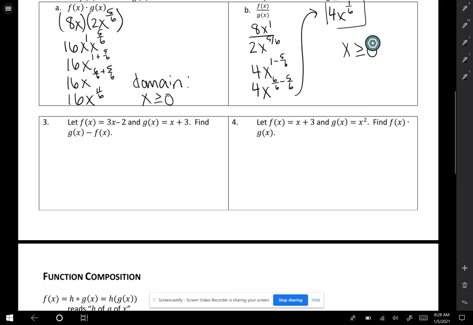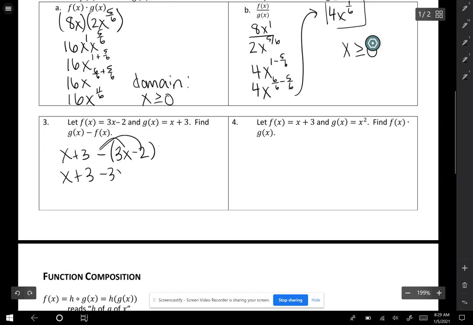For number 3, it says let f of x equal 3x minus 2 and g of x equal x plus 3. Find g of x minus f of x. So we're going to take g of x, x plus 3, and we're subtracting the entire f of x function. So I'm going to use parentheses and put in the parentheses 3x minus 2. I'm putting it in parentheses because that's subtraction. We have to distribute across that entire function. So what we have is x plus 3 minus 3x plus 2. So then when we simplify, x minus 3x is negative 2x, and 3 plus 2 is 5. So our final answer is negative 2x plus 5.